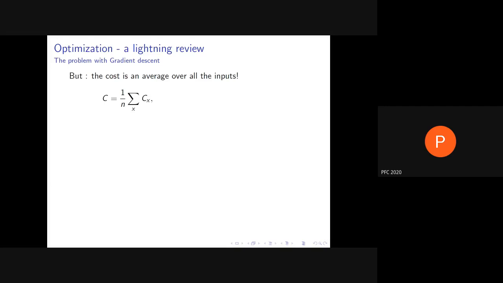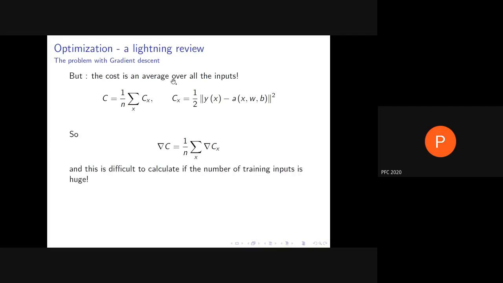So remember, the form of the cost function was that you found the cost for every input. Cx is the cost for one input, essentially how far the actual output yx is from the output provided by your network, for the input x. Then you add up over all the x and divide by n, the number of inputs, which is the average here. So the cost is an average over all the inputs. So you have to calculate this quantity for all the 50,000 input pictures before you can get C.